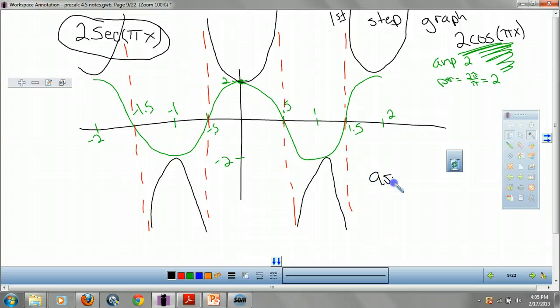We have asymptotes. Now our asymptotes are at, the first one's at 0.5, and the next one's at 1.5, and the next one will be at 2.5, so it's 0.5 plus 1k, which means that it repeats every 1. Okay? It repeats every half period. Okay? Not too bad. Good, because I saved a really rough example for the last one.